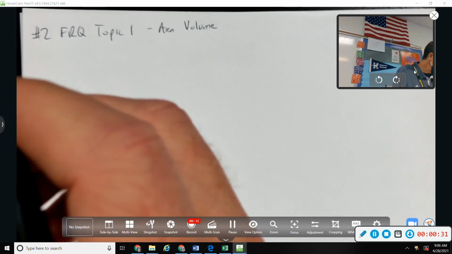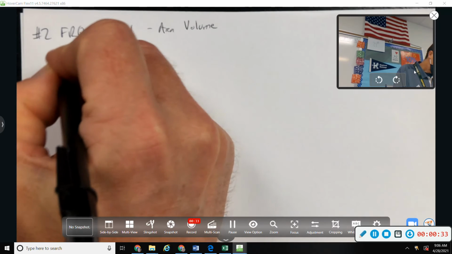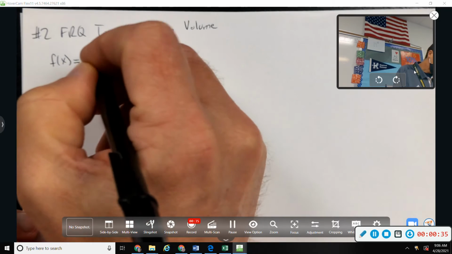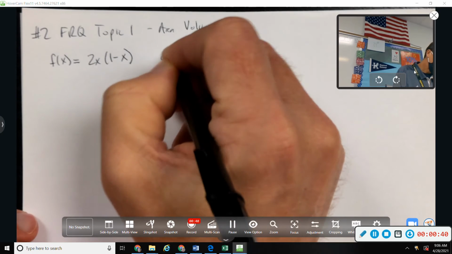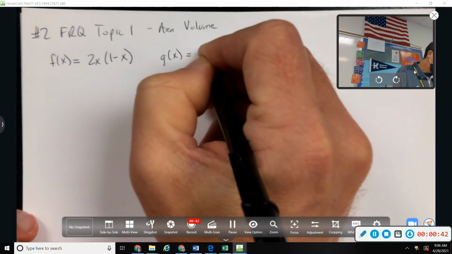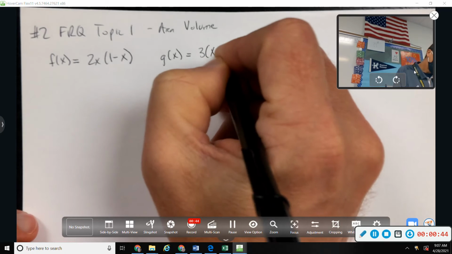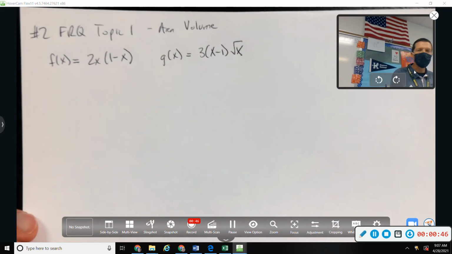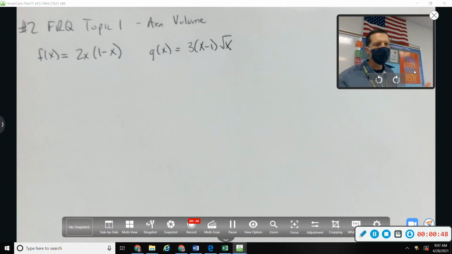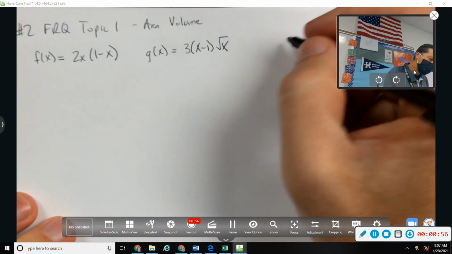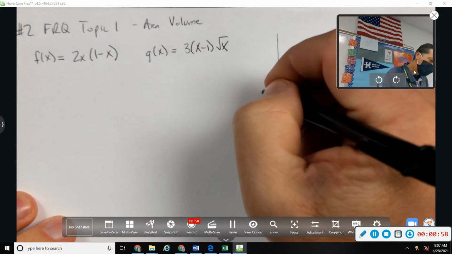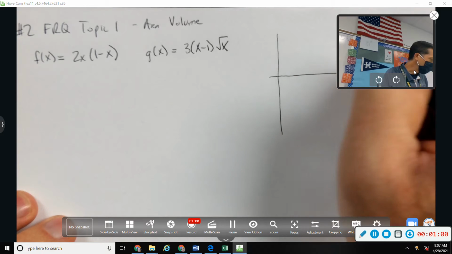So, f of x equals 2x times 1 minus x. G of x equals 3 times x minus 1 times square root of x. So already this is looking terrible, but we have a calculator, so we'll be okay. The graphs of f and g are shown in the figure, so they even are kind enough to give you the graph, even though you've got a calculator.